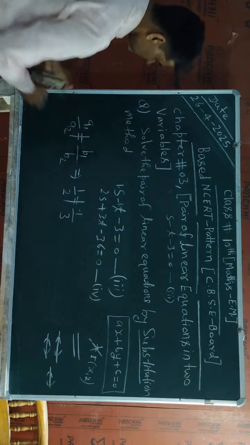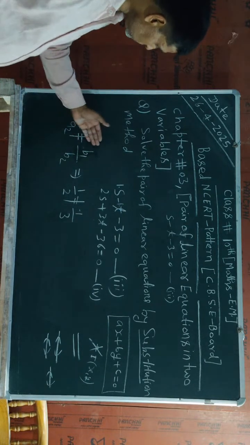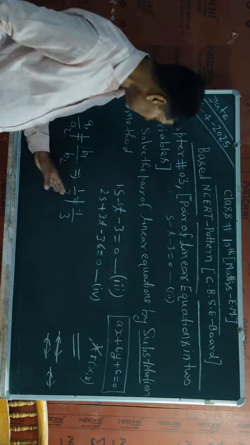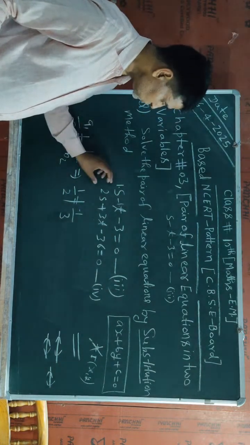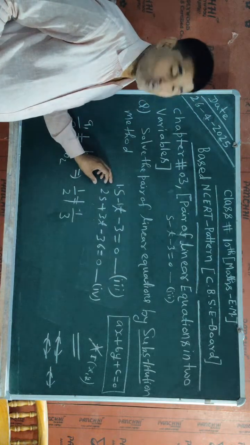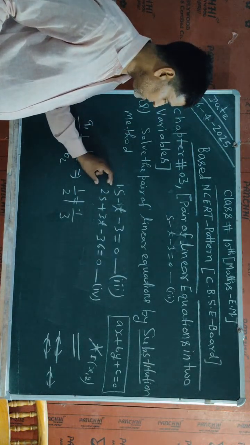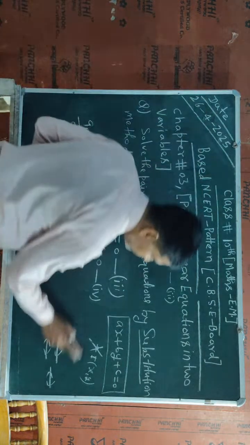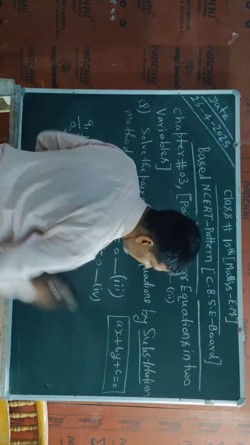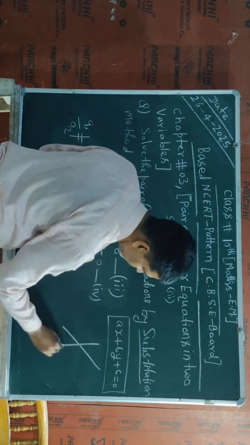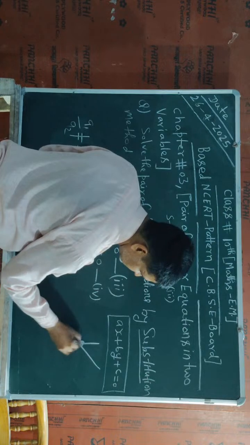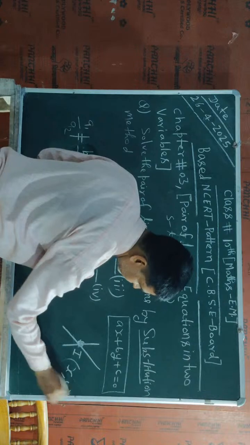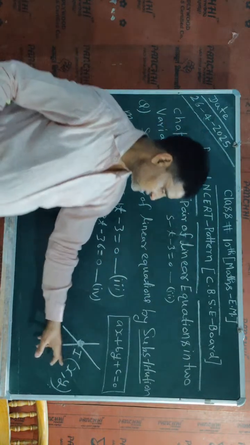It means that a1 divided by a2 is not equal to b1 divided by b2. It means that the slope of this line and the slope of this line are not equal. If the slopes are not equal, both lines will intersect at a point, and I will get the coordinate. That point is the intersection point, and its coordinate will be x comma y.